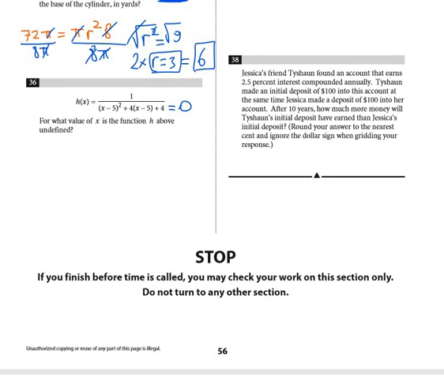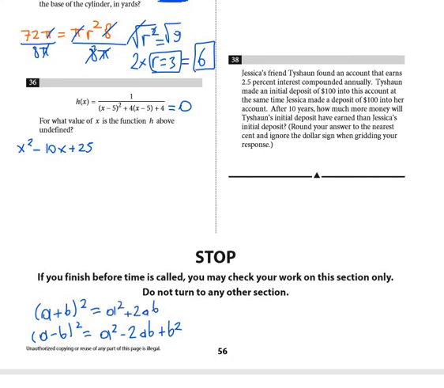Let's expand this. X squared minus 10x plus 25. You can use the shortcut formulas. Our shortcut formula is a minus b, the quantity squared, is equal to a squared minus 2 times ab plus b squared. And if you're expanding the sum of two binomials, then a plus b squared will be a squared plus 2 times ab plus b squared. Here our a term is x and b term is negative 5. Or you can multiply x minus 5 times x minus 5. But this is going to save a lot of time.